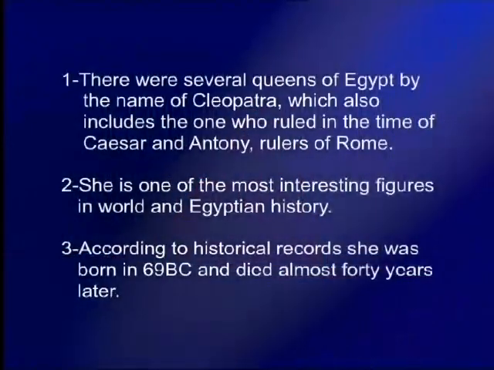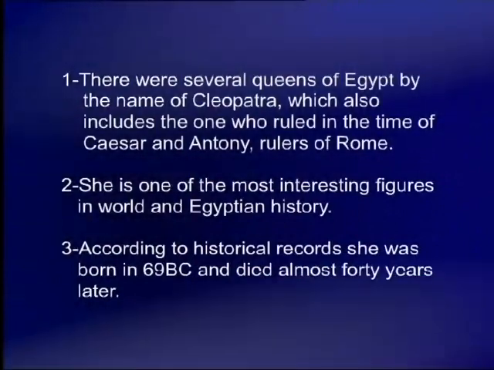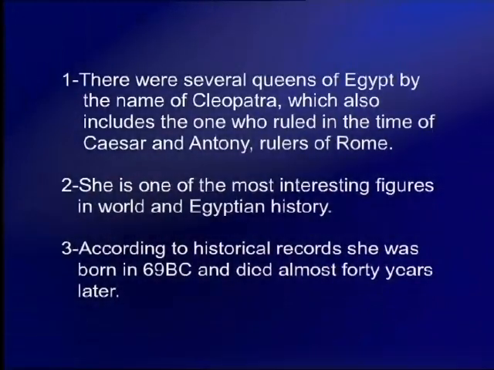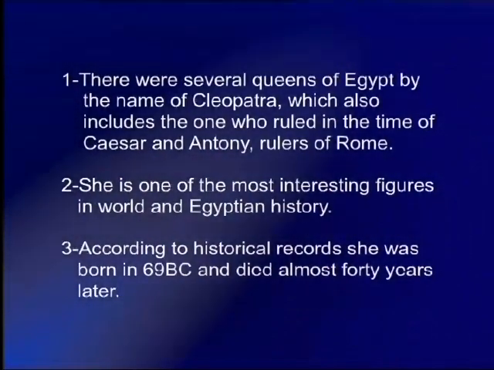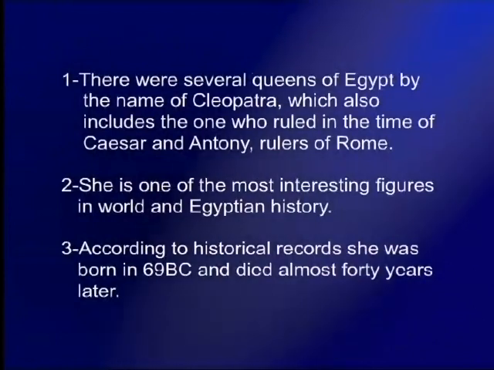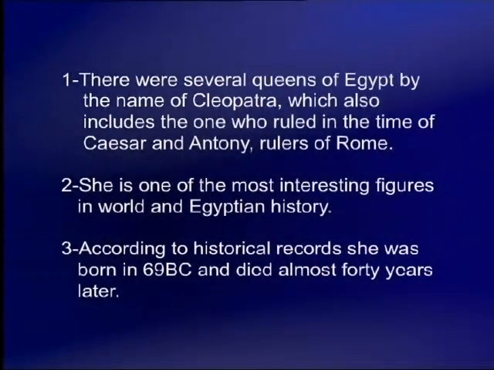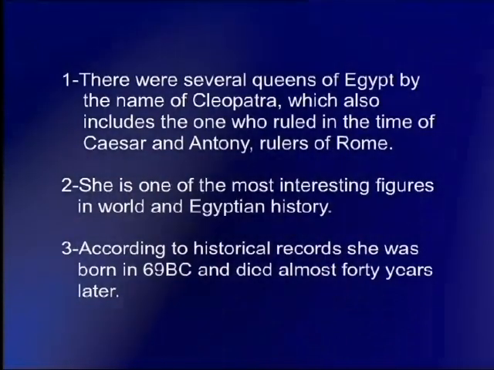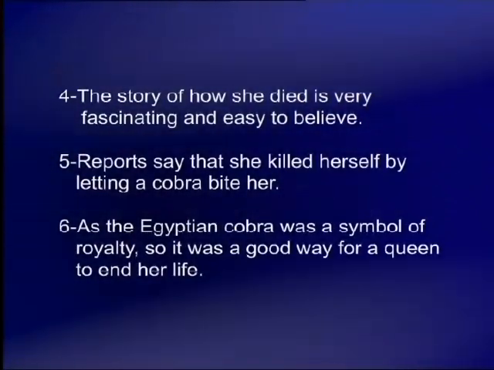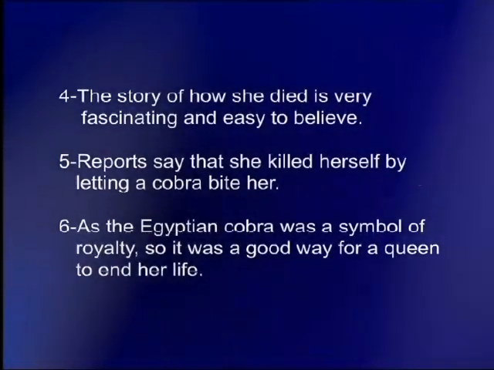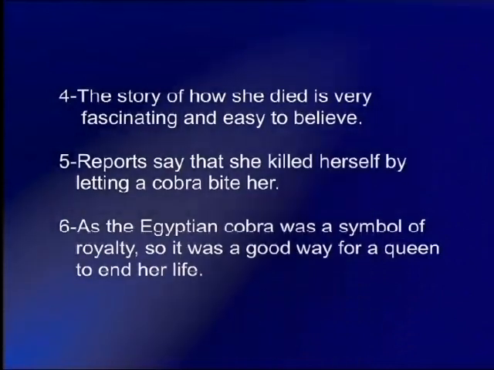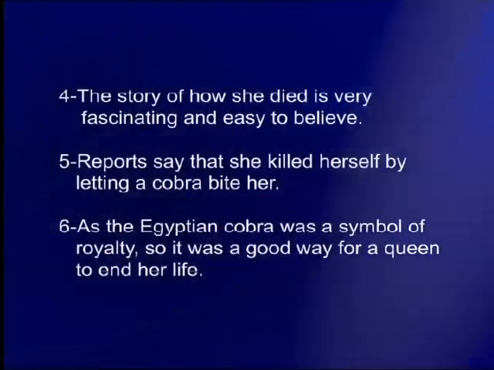The first passage. There were several queens of Egypt by the name of Cleopatra, which also includes the one who ruled in the time of Caesar and Antony, rulers of Rome. She is one of the most interesting figures in world and Egyptian history. According to historical records, she was born in 69 BC and died almost 40 years later. The story of how she died is very fascinating and easy to believe. Reports say that she killed herself by letting a cobra bite her. As the Egyptian cobra was a symbol of royalty, so it was a good way for a queen to end her life.